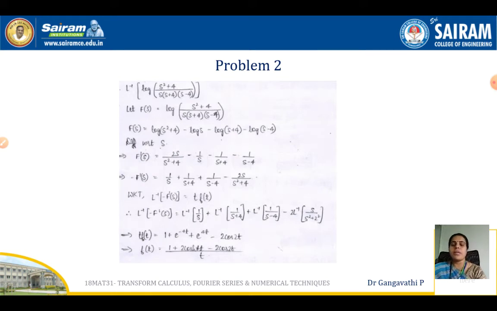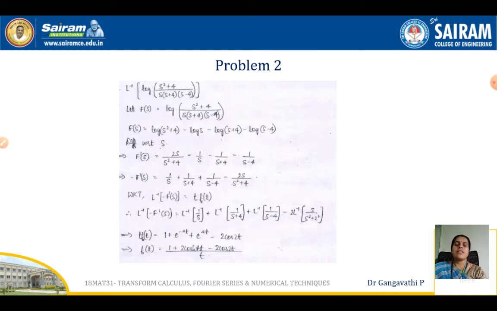So f of s can be written as, since logarithm is there, log of s square plus 4, which is the numerator, minus log s minus log of s plus 4 minus log of s minus 4, because log of a by b is log a minus log b. So now we have found f of s.